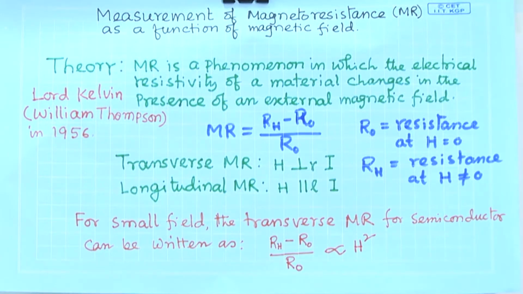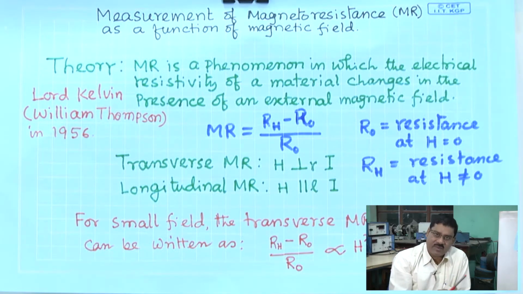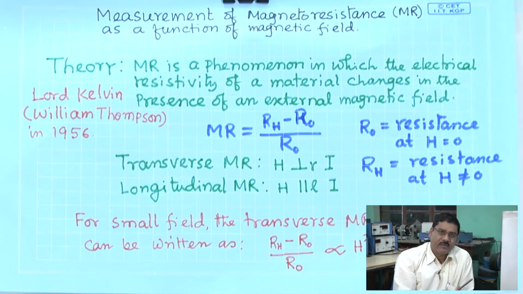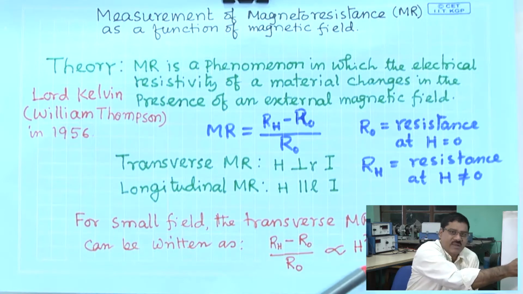So, our task in this laboratory is that we will use a germanium semiconductor, an n-type germanium semiconductor, and we will measure the magnetoresistance of that sample at different magnetic fields. Then we will plot the magnetoresistance as a function of magnetic field, and we will verify the dependence of this magnetoresistance on magnetic field.